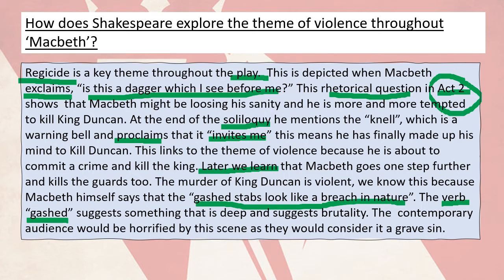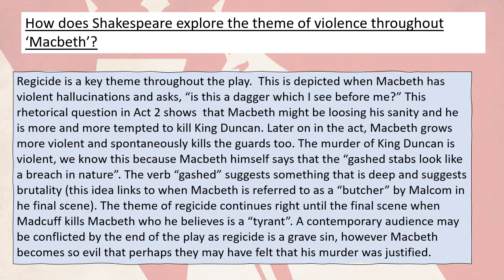The contemporary audience. Good, so you've been specific as to what type of audience might be reacting, would be horrified with the scene as they would consider it a grave sin. Lovely, so we've got some context as well there. And once again, this is an improved version of the paragraph on violence. Have a read through and see if you can spot what has been changed and improved.